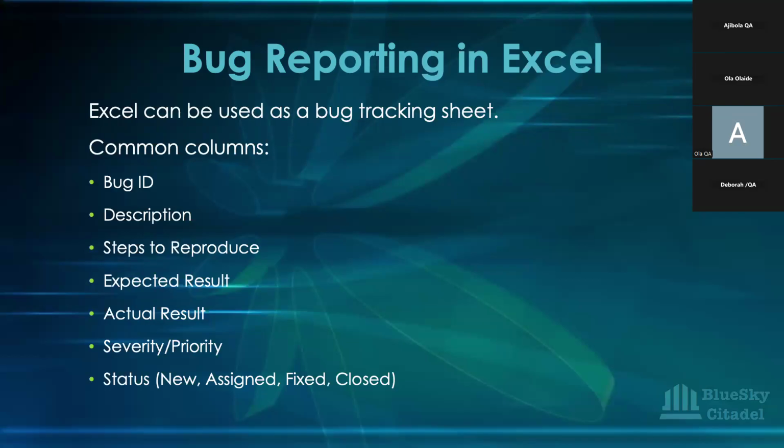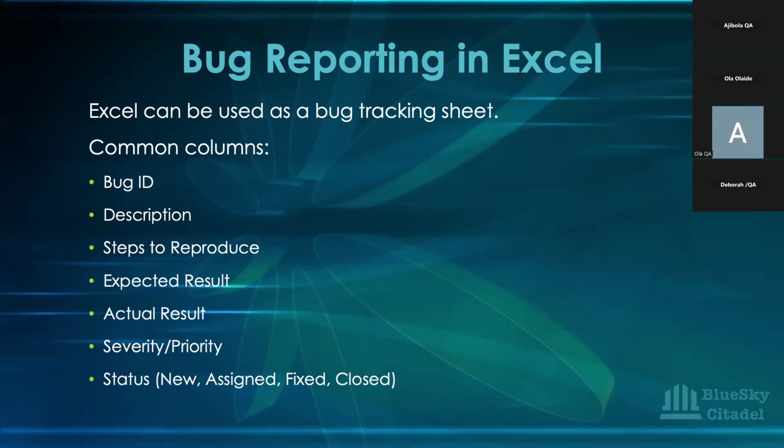Bug reporting in Excel. Like I said, we've talked about that. Excel can be used as a bug tracking sheet. So what do we have in our columns? We have the bug ID. Similar to the test ID, our bug ID can also be generated in Azure DevOps. If we're not using Azure DevOps, maybe we're using Excel, then it can be the name of the test or the story ID, because once you write a story in Azure DevOps, it automatically creates an ID for it.